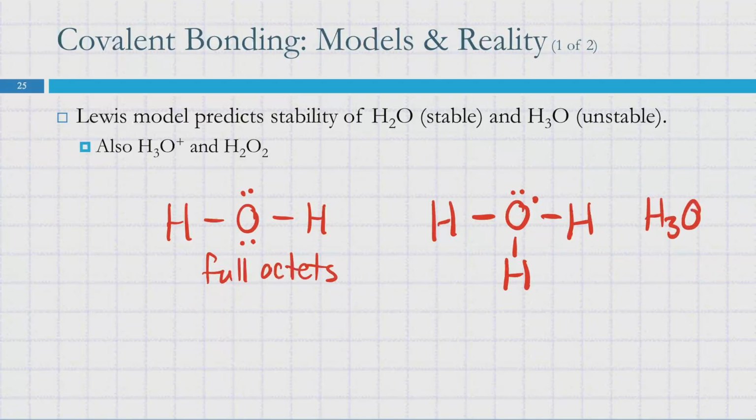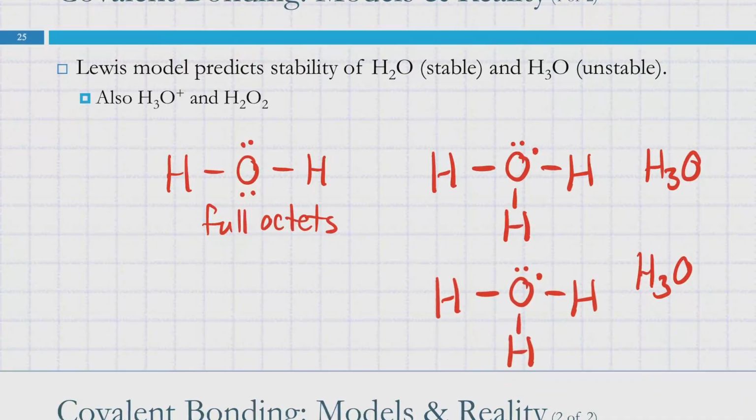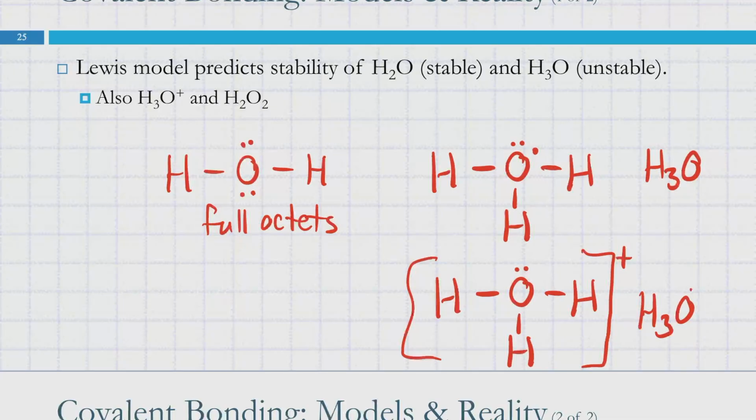So that's H3O. If we had H3O plus, that would have 1 fewer electron. So that would look like that. And in H3O plus, our oxygen has 2, 4, 6 electrons from bonds and 2 from the lone pair. It has an octet. The hydrogens each have a duet. So that's going to be more stable than H3O.